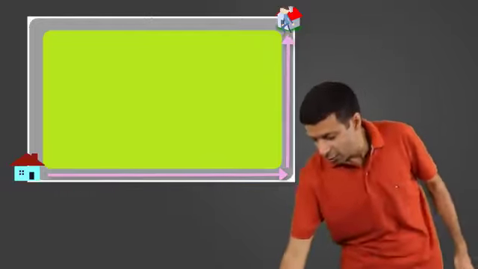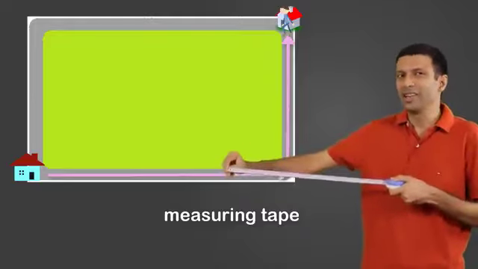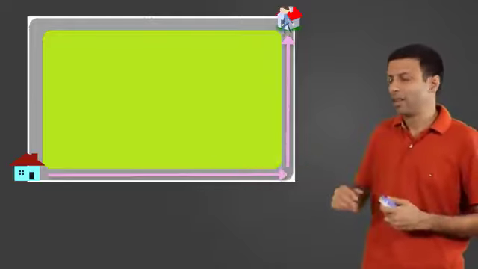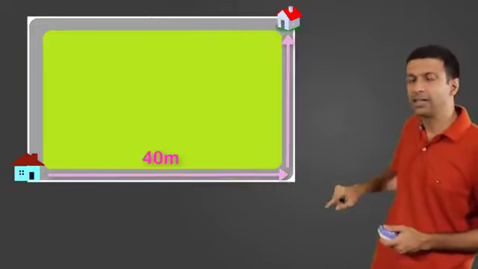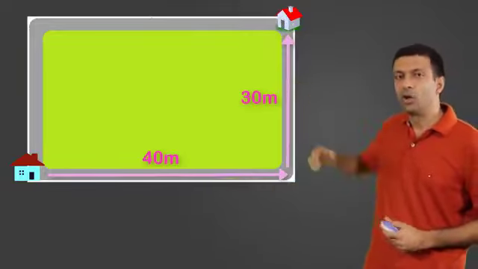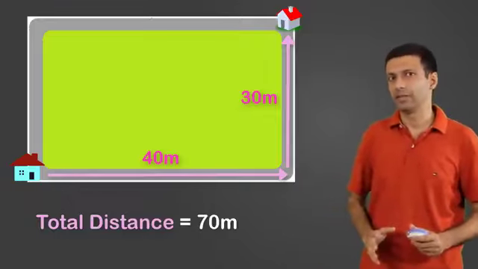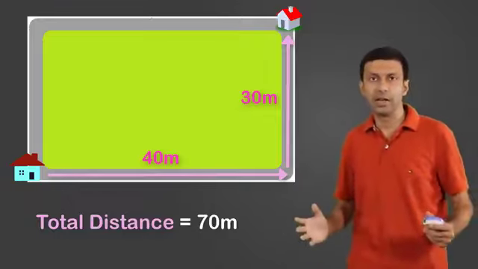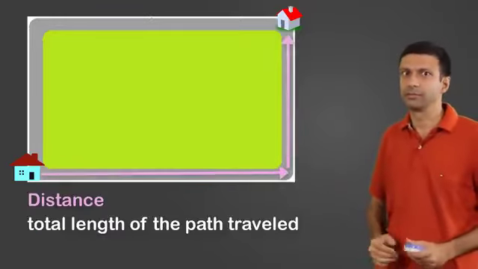That's right. You can use a measuring tape like this, but you need a really long one. Now let's say this length is 40 meters and this length is 30 meters. So what is the total distance traveled? It's going to be 70 meters. And distance is defined as the total length of the path traveled.